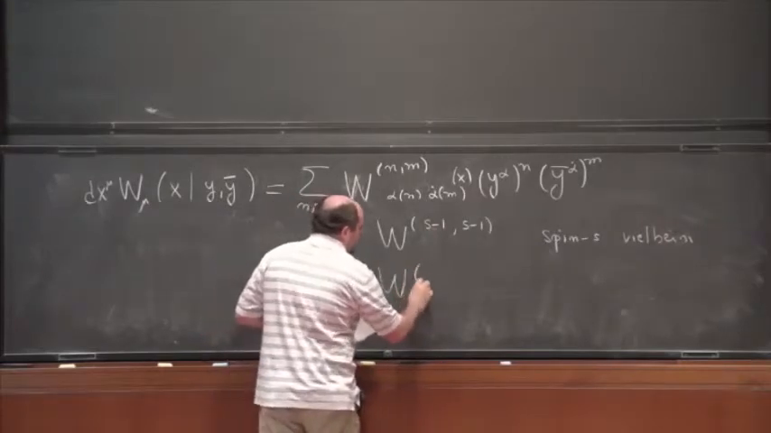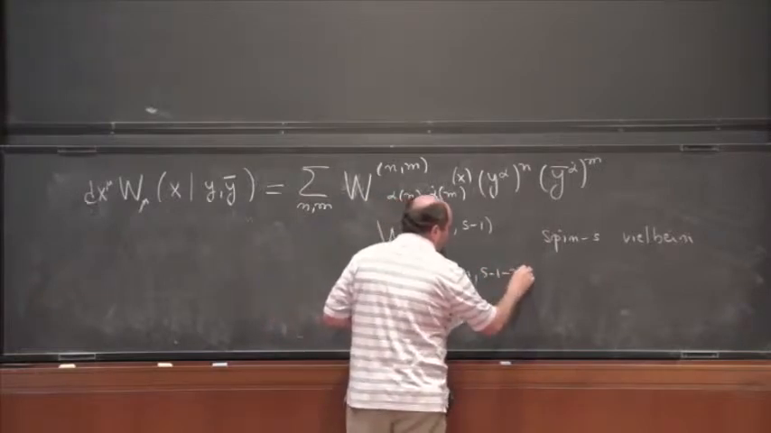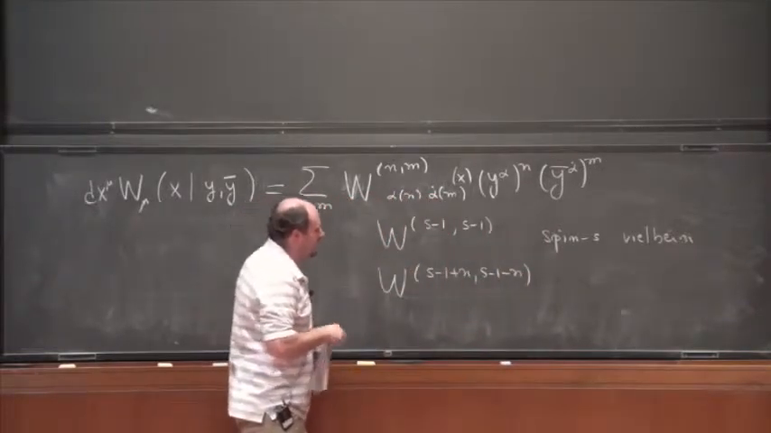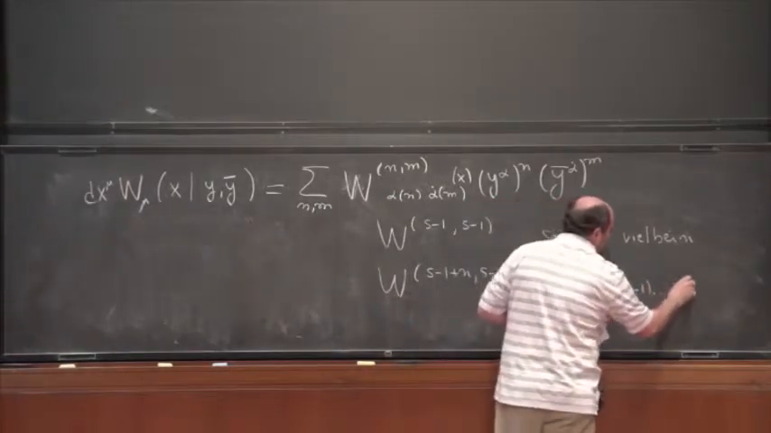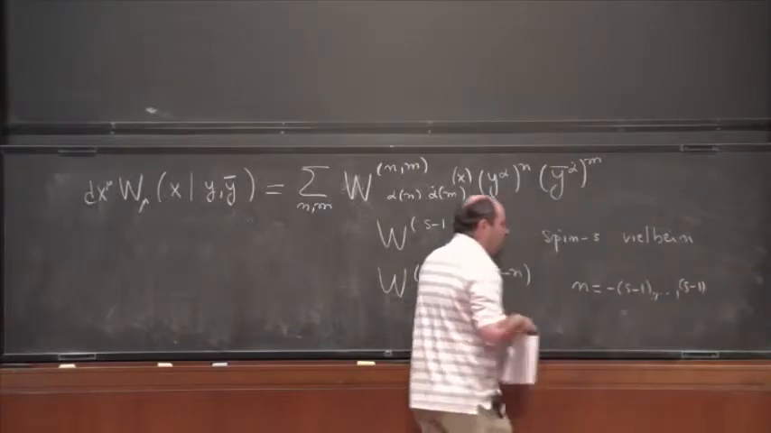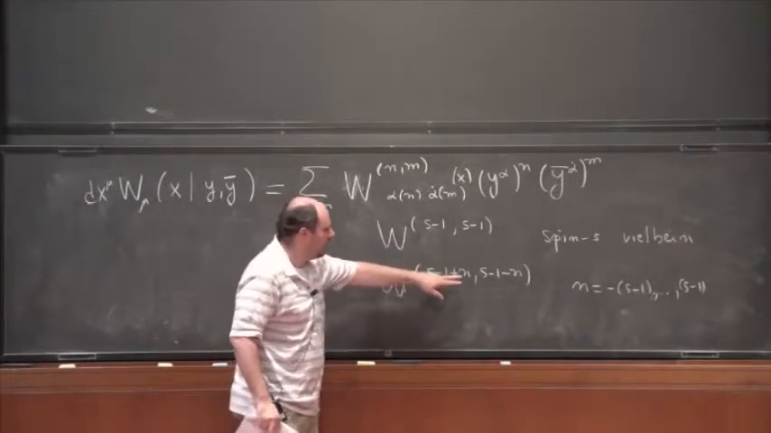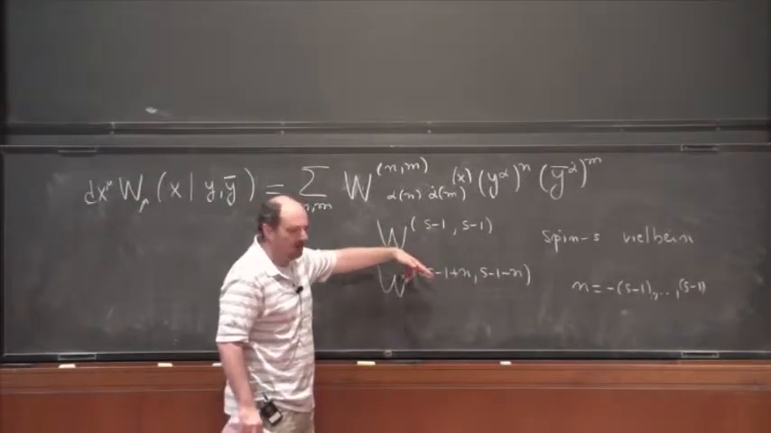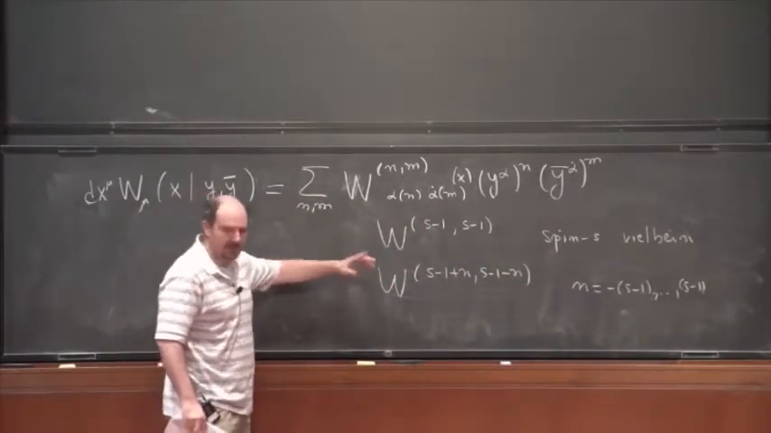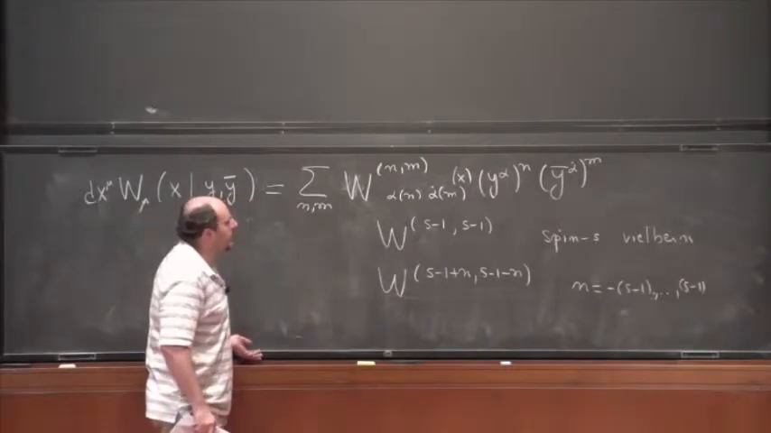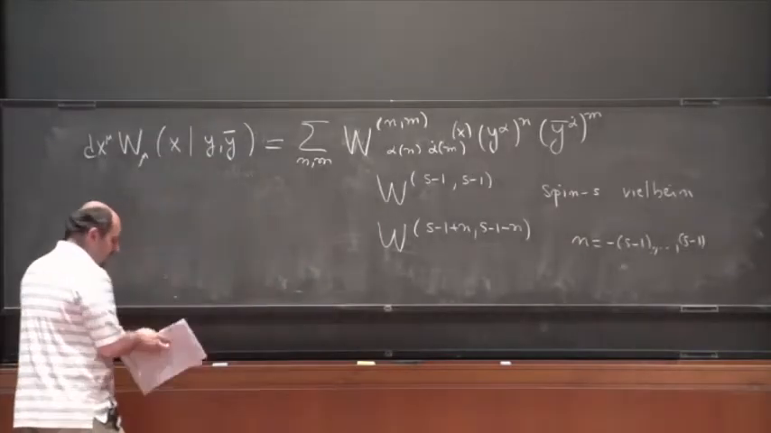And the whole collection of terms such that the sum of powers of y and y bars is 2s minus 1, with n going from minus s minus 1 to s minus 1, includes generalizations of spin connections. So the term with n equals 0 is the Vielbein, and all the other terms included here are spin connections. So for spin 2, it's just E and omega. For higher spins, there are more general spin connections, more auxiliary objects.